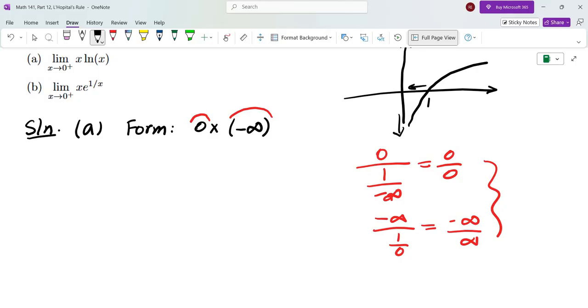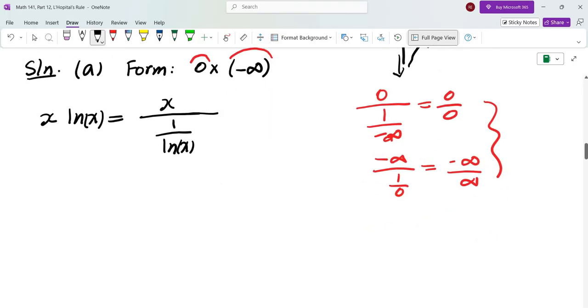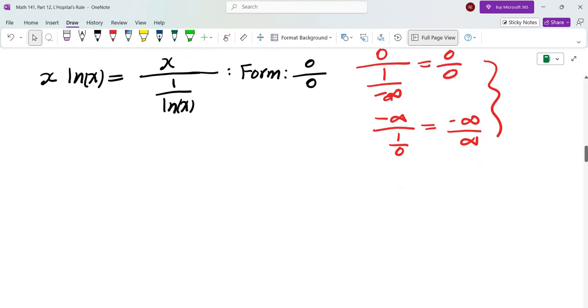Sometimes one works better than the other. Let's try and put the negative infinity at the bottom and see what happens. So we take x natural log of x and we put natural log of x at the bottom. So we get this. Now the form is 0 over 0. So now we can apply L'Hopital's rule.